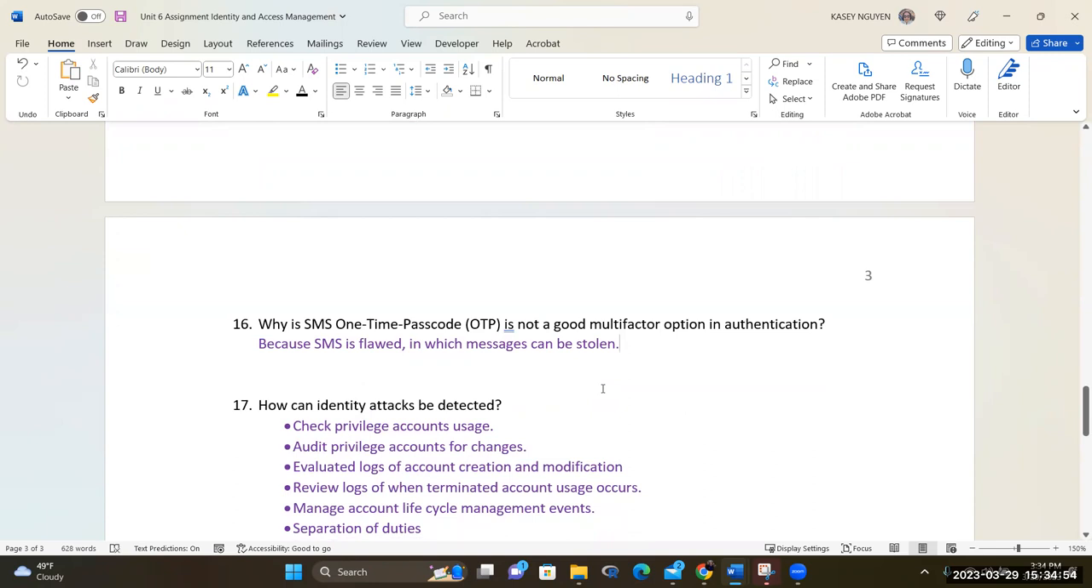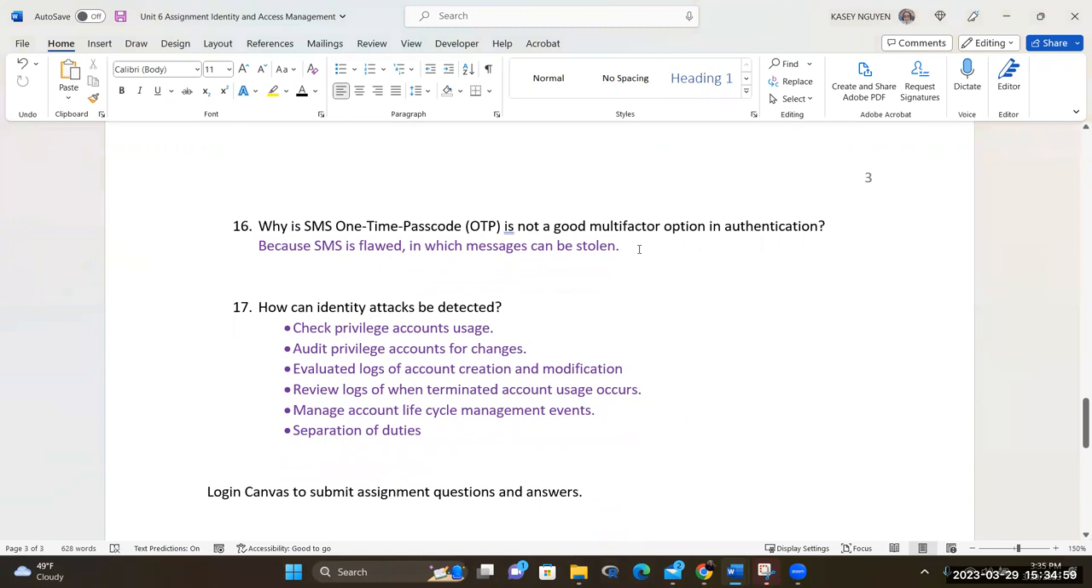Administrators also say email is not a good option either. So we have to think about using characteristics combined with what you have, who you are, and what you know, multiple things instead of two.